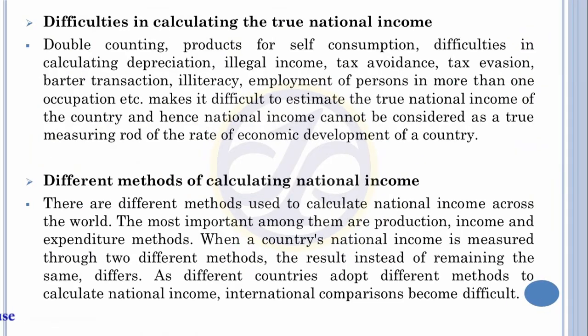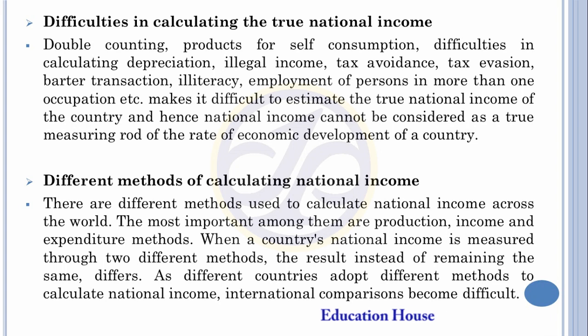Another limitation is the difficulty in calculating the true national income. A number of problems are associated with the calculation of national income, like self-consumption oriented goods or services, illegal income, tax avoidance, tax evasion, and illiteracy. These problems affect the national income calculation, so we are not able to get the proper national income of any country.